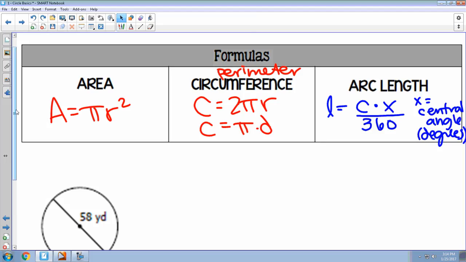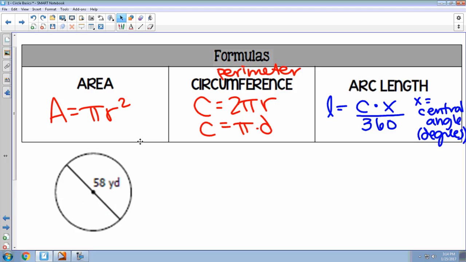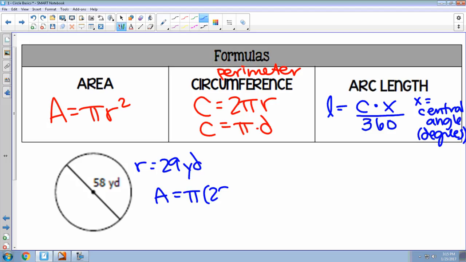Okay. On that same spot, so in that space right below your formulas, we're going to fill in this example to make sure we can do it. So go ahead and draw this picture of the circle. Given to you is a diameter. So if we wanted to find the radius, we would have to cut this in half. Half of 58 is going to be 29 yards. Okay, so then if we wanted to find the area, your area is equal to pi times 29 squared, which you do need a calculator for.